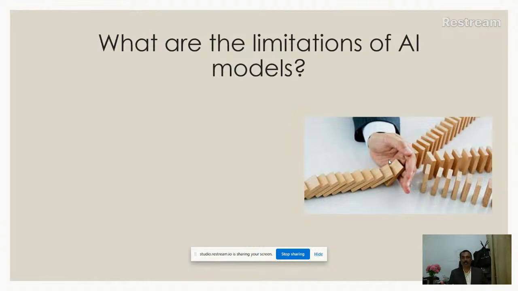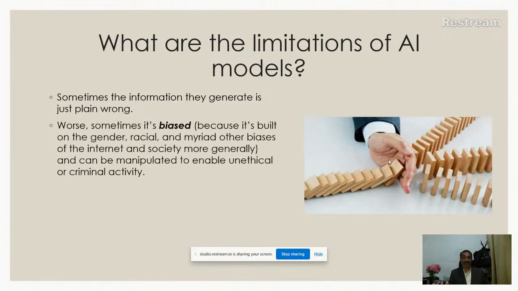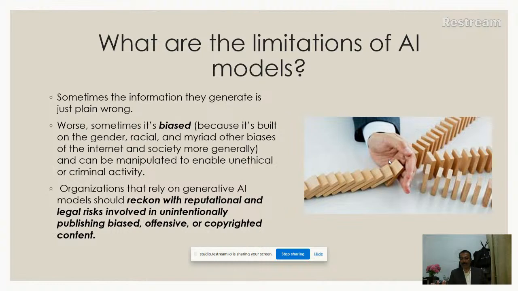We have also seen the outcome is disturbing in many applications, and some countries have also banned using advanced levels of artificial intelligence, because the results can be biased. It is built on gender, racial, and other biases, and the outcome is also expected to be similar. So whenever you are using such results, you should reckon with the reputational and legal risk involved in unintentionally publishing biased, offensive, or copyrighted content.